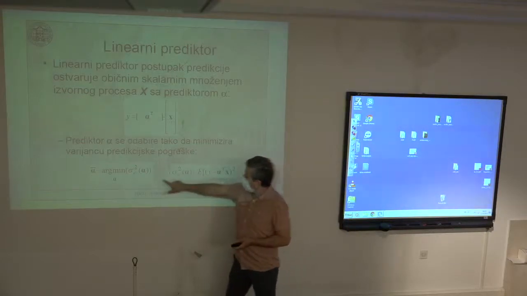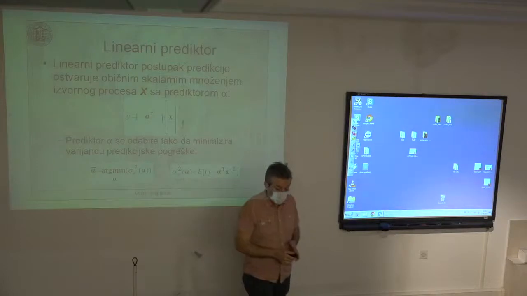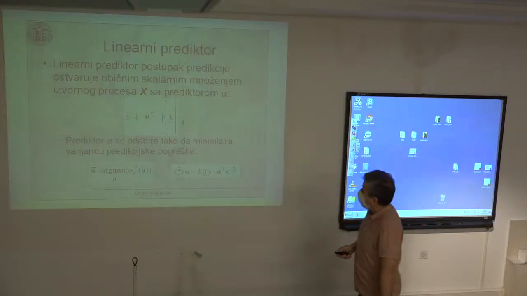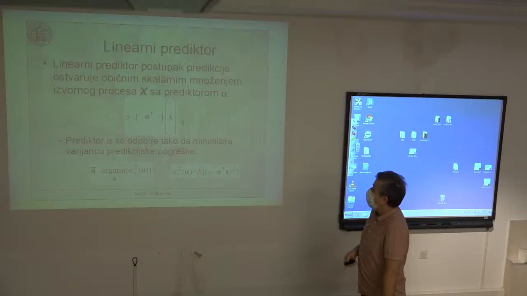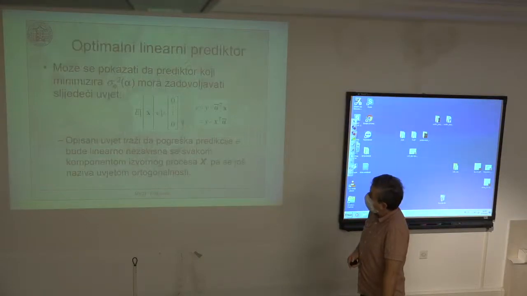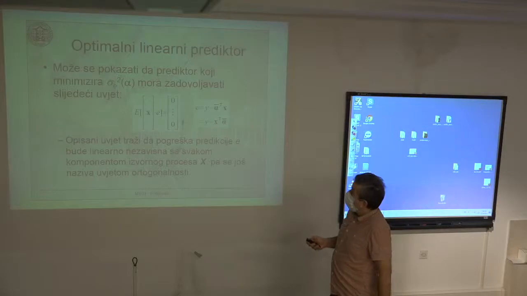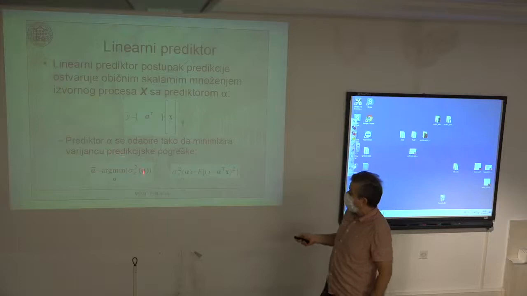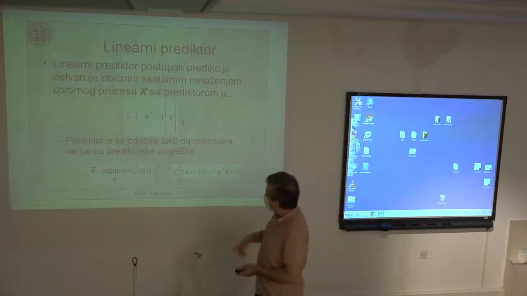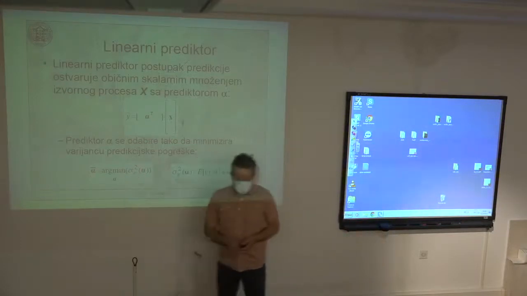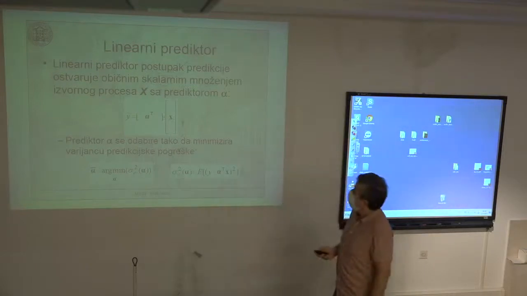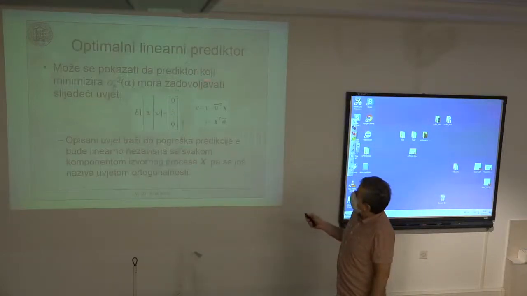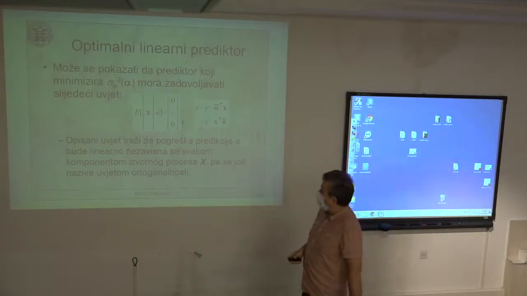And then I'm trying to find the optimal solution for all of these predictor values, alpha 1 to alpha p, that would minimize this variance. Okay? It can be shown that a predictor that fulfills this requirement is optimal in this sense. So the optimal predictor, minimizing this prediction error variance, must fulfill the following condition. It is also called the orthogonality condition.